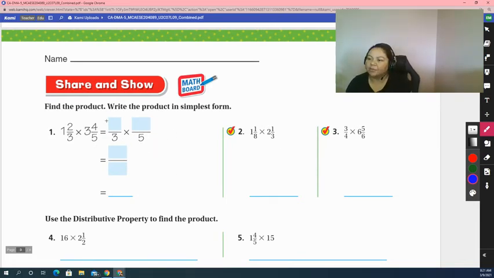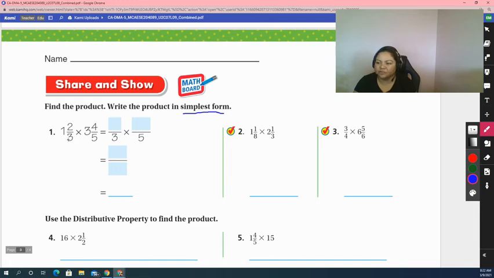Here we have find the product, write the product in simplest form, okay? Simplest form is very important if you don't want to get it wrong. Okay, so here we have 1 2/3 times 3 4/5. So step 1, if you have mixed numbers, gotta get rid of it. We have to write it as a fraction greater than 1. So we need to rename that fraction to a fraction greater than 1.